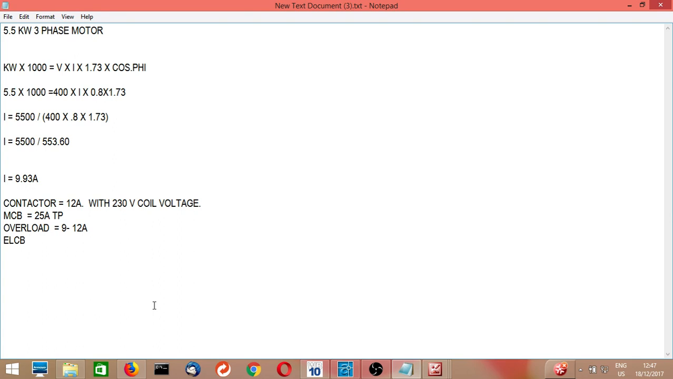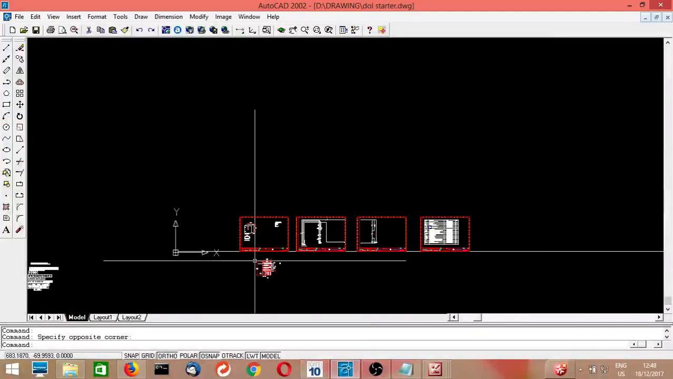ELCB is equal to 40 ampere, 100 milliampere, 4-pole ELCB. So these are all the different electrical components used for designing a 5.5 kilowatt DOL starter. Now all the components are selected, and now we will explain the drawing.